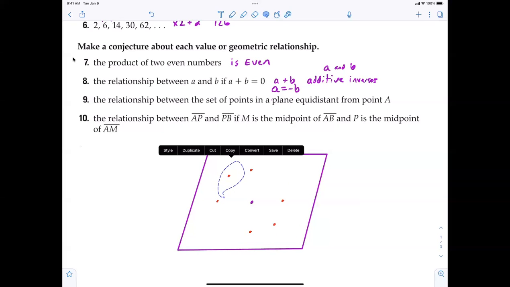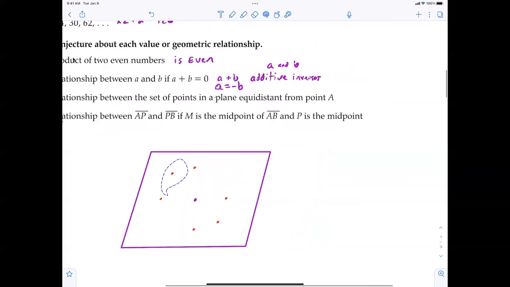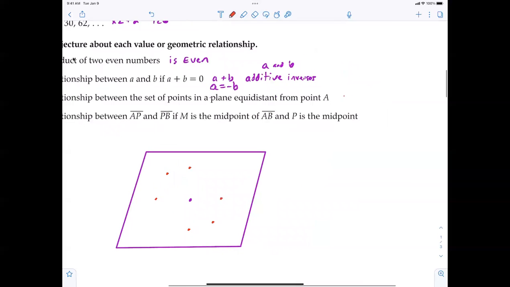That is correct. All right, the relationship between a set of points in a plane equidistant from point A forms a circle. Believe it or not, that is the definition of a circle. All the points in a plane equidistant from another point. All right, that is called a circle. All right, let's see how good I was. Wow, perfect as usual.